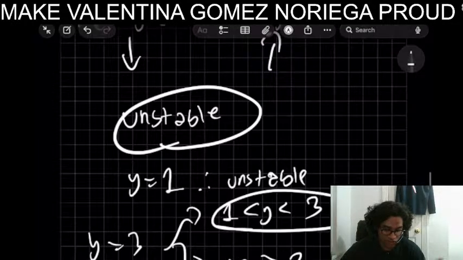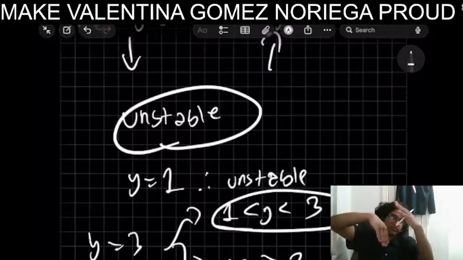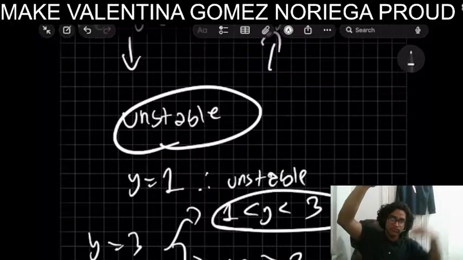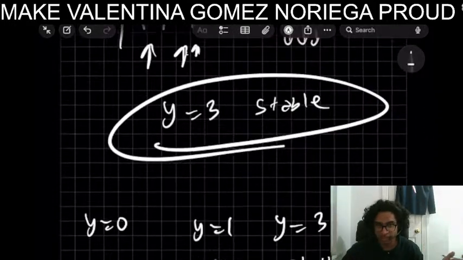Then you measure whether it's unstable or not. If the arrows above go below and below go above, that's stable. If above goes above and below goes below, that is unstable. So we have stable, unstable, stable.